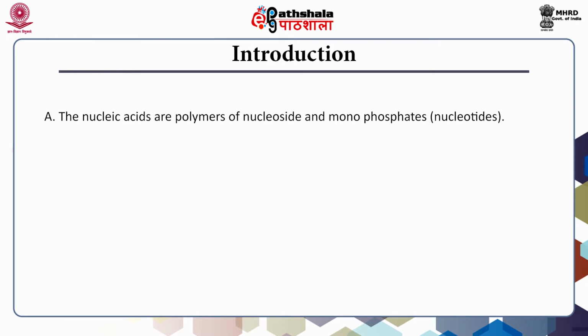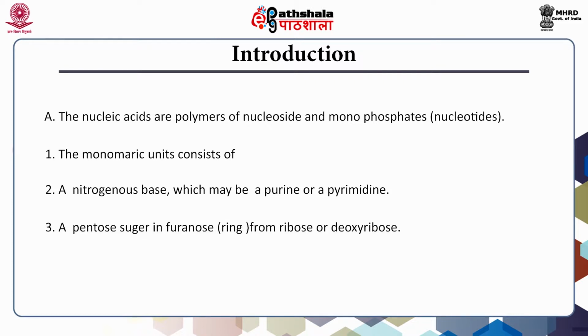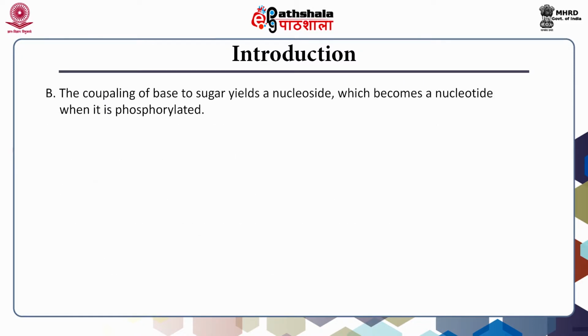Nucleic acids are polymers of nucleoside monophosphates, which are called nucleotides. The monomeric units consist of a nitrogenous base, which may be a purine or a pyrimidine, a pentose sugar in furanose ring form, which can be ribose or deoxyribose, and a phosphate group esterified to the sugar. The coupling of base to sugar yields a nucleoside, which becomes a nucleotide when it is phosphorylated.